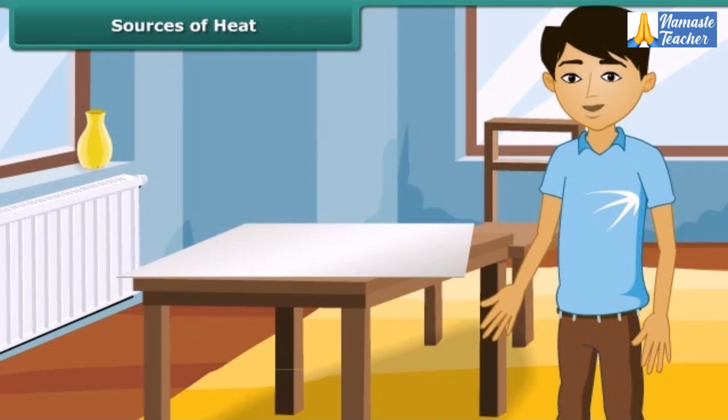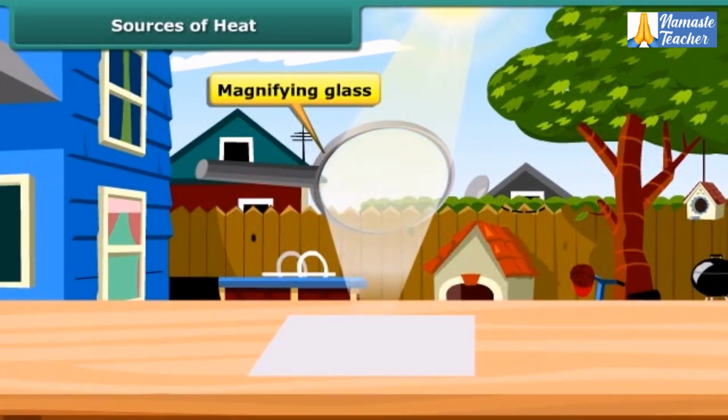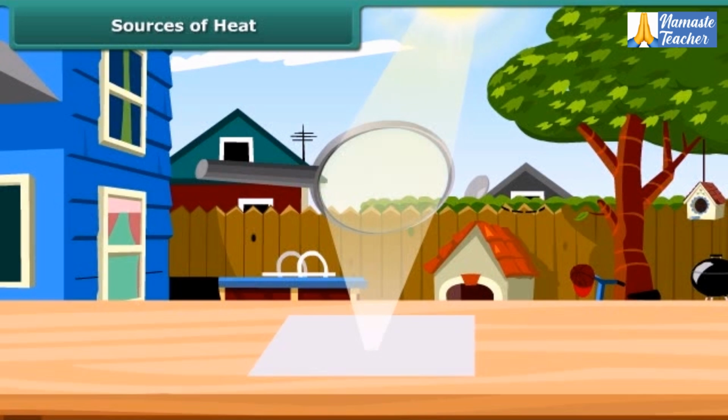Let us prove through another experiment that sun gives heat. Use a magnifying glass to focus sunlight on a piece of white paper. At the position where the sunlight is focused, the paper becomes hot, starts to turn brown, and soon bursts into flame. Thus, the heat from the sun makes the paper burn.